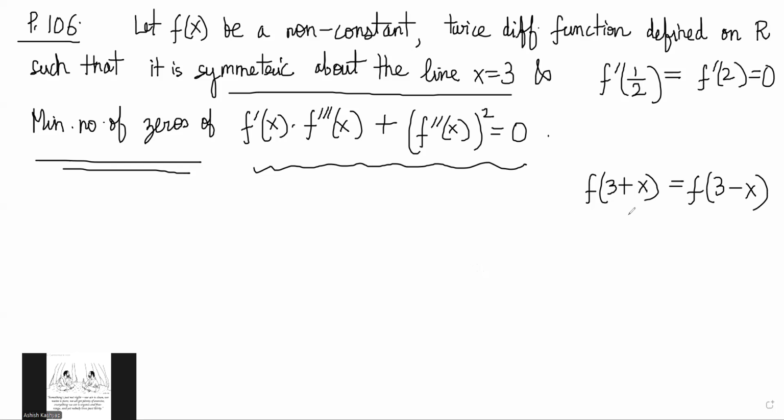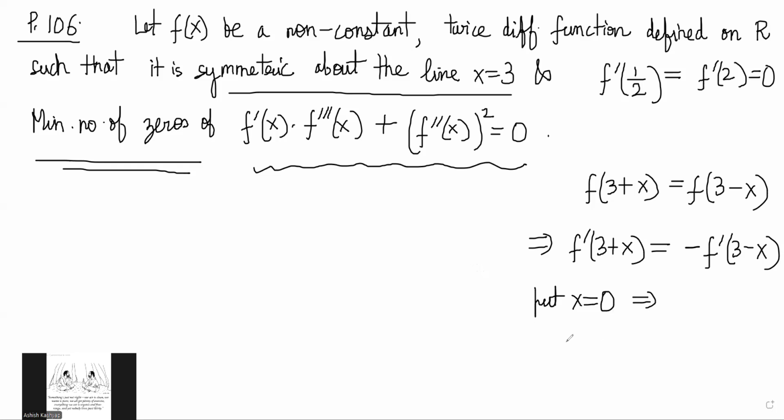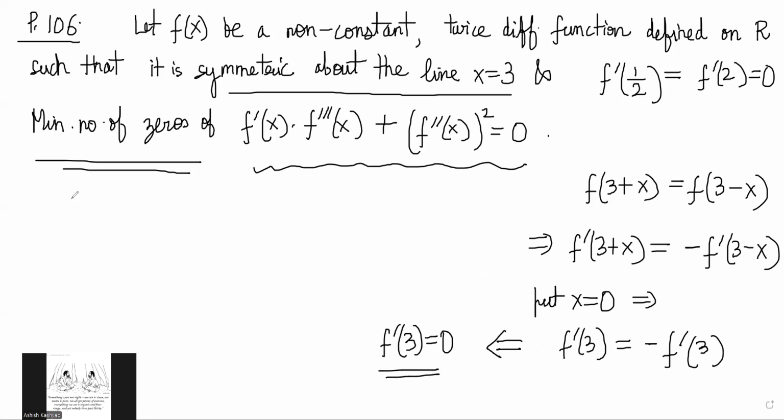Using this condition, if I differentiate both sides of this equation, we will get f'(3 + x) = −f'(3 − x), right? Now here, if I put x = 0, I get immediately f'(3) = −f'(3), which implies that 2f'(3) = 0. So f'(3) is coming out to be 0, right? So far I know that f'(1/2) = f'(2) = f'(3) = 0, right?